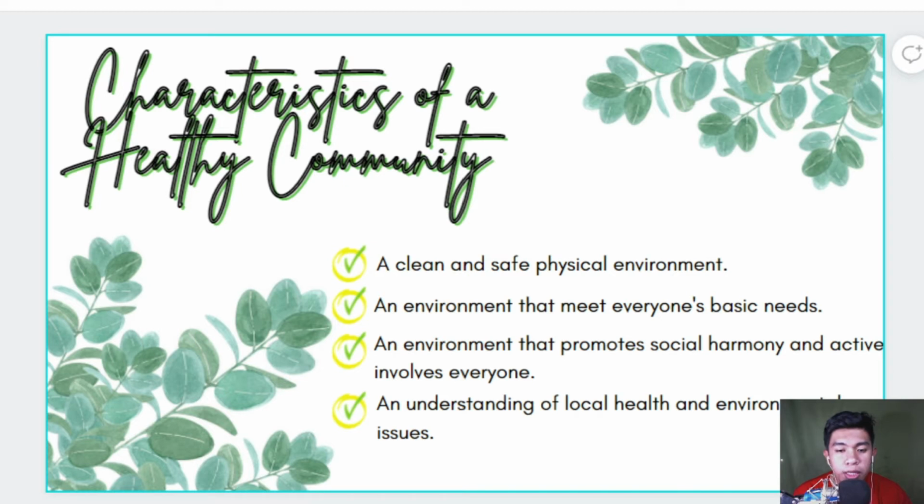The next one, an environment that meets everyone's basic needs. Of course, there are also farming and livestock raising. So, you can tell that this community is a healthy one if the environment of that community can provide the basic needs of the people in its community. The next one, an environment that promotes social harmony and actively involves everyone. Each member of the community understands one another, with an understanding of local health and environmental issues. You should be able to define, as a member of the community, the common problems we encounter in this community.